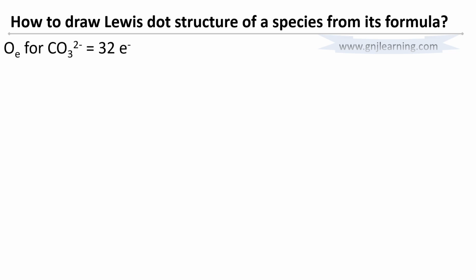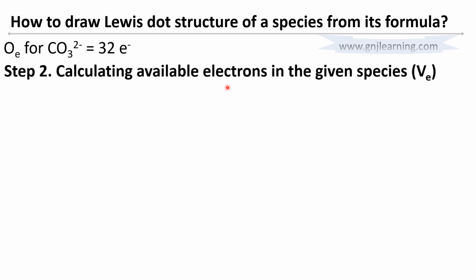So I have calculated OE, and the OE required, as we have seen in the previous slide, is 32 electrons. Next, I'm going to see how many electrons the species actually has. It requires 32 electrons, but how many electrons does this species have inside it? How do we get it? By calculating the available electrons in the given species. Available electrons is given as V subscript E. How do we get this VE value?